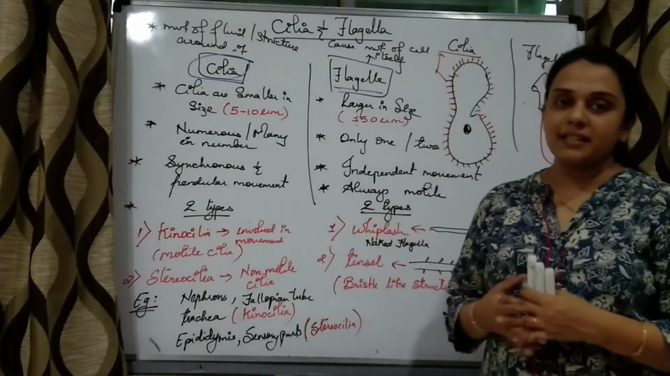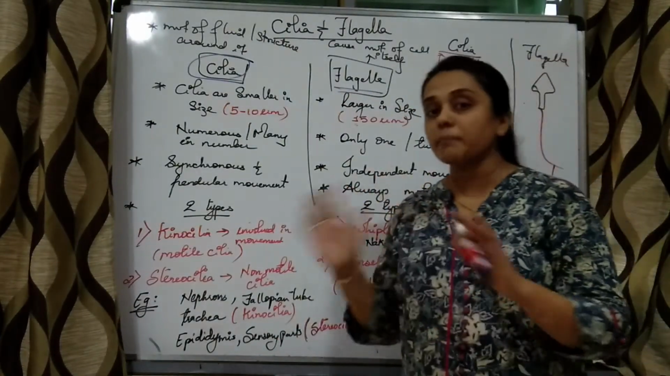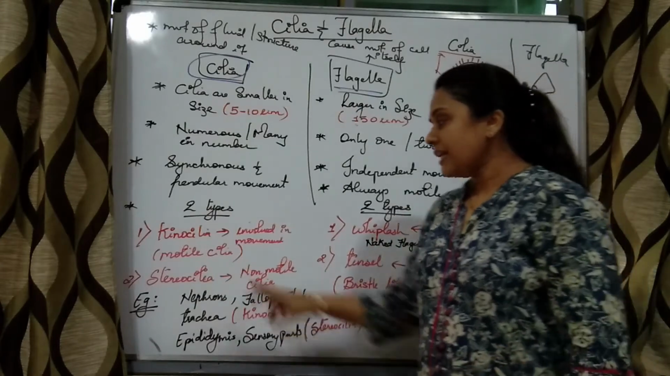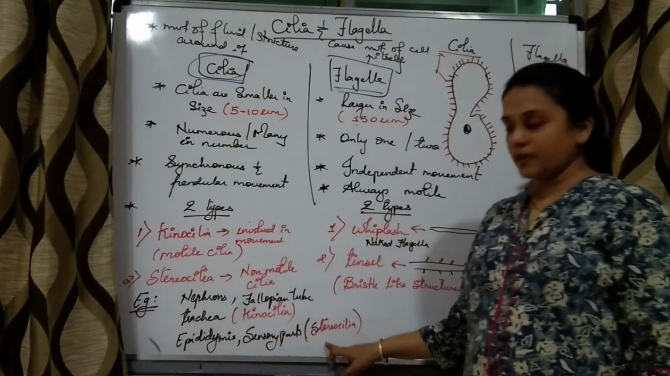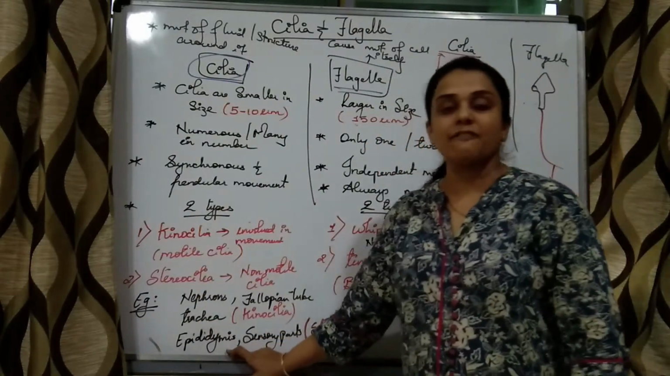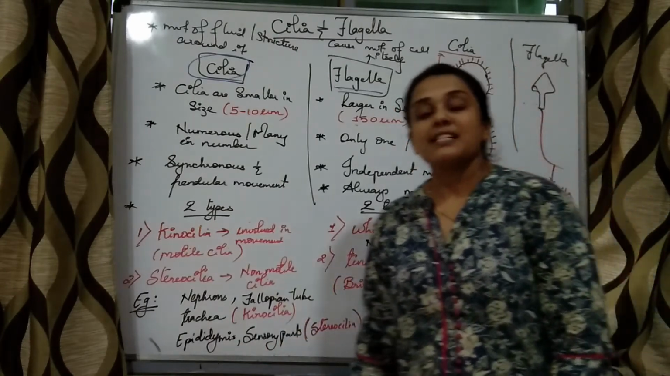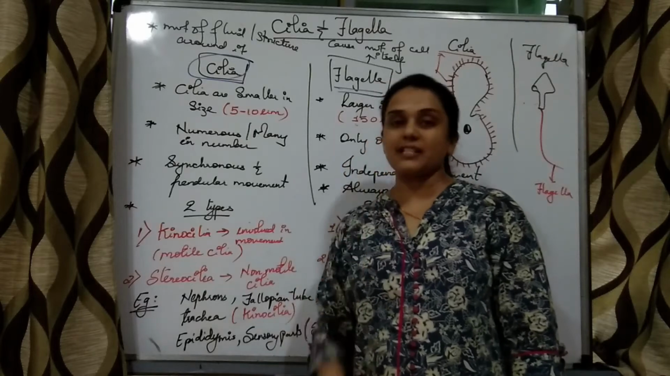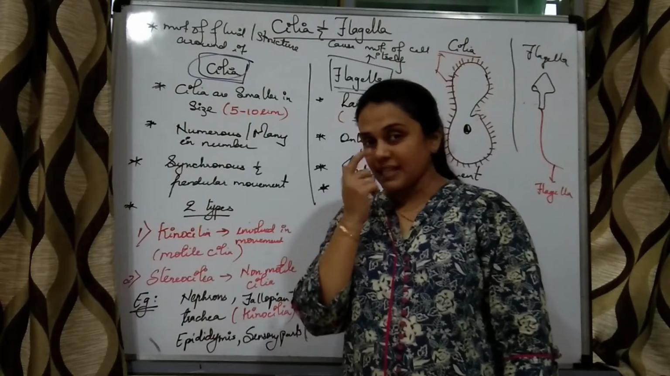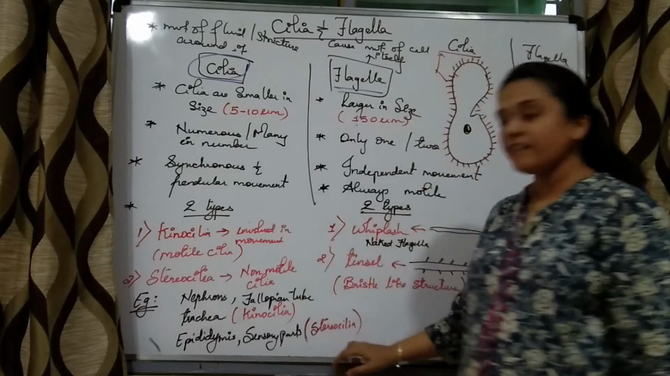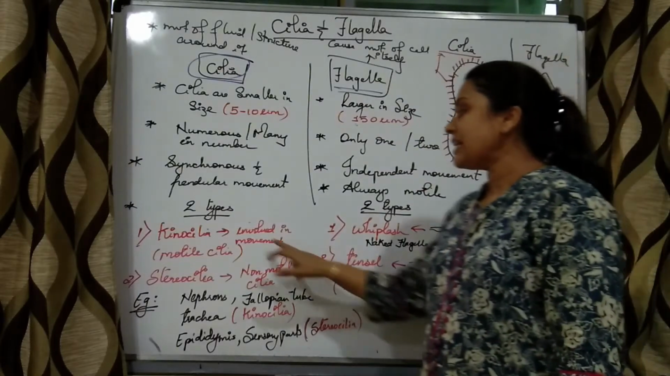Stereocilia are static cilia, which means these cilia do not beat, they do not move, right? Whereas stereocilia are present in the epididymis, which is a part of the male reproductive system, and in the sensory parts of the ear, the sensory parts of the eye, or the sensory part of the nose.